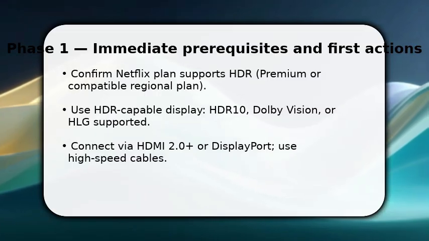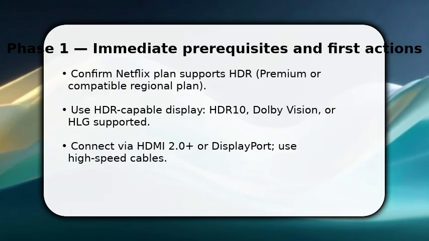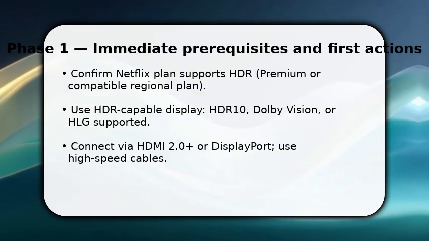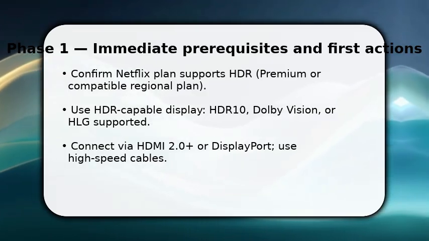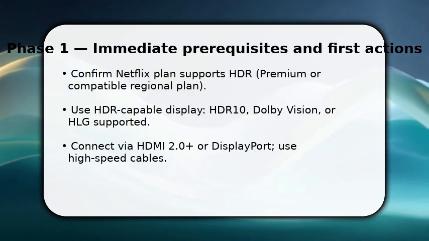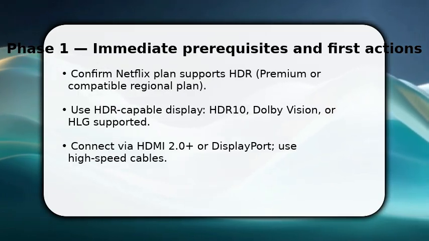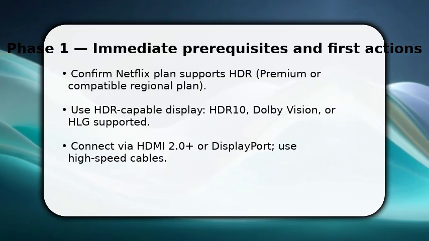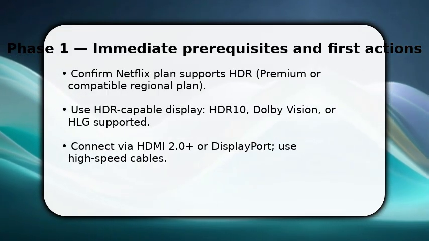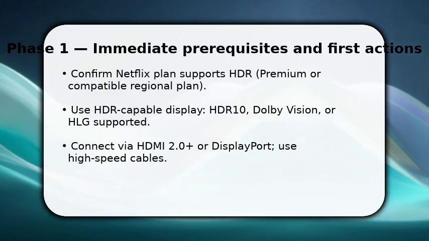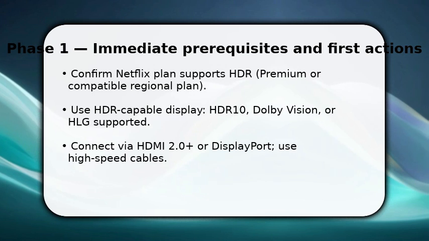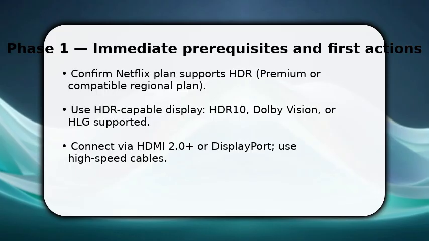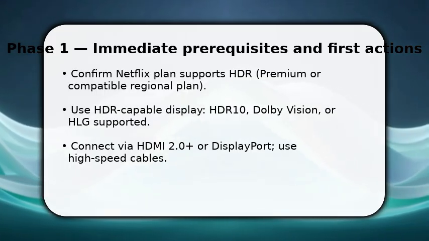You start by confirming eligibility. Your Netflix plan must support HDR and your display must advertise HDR10 or Dolby Vision. Next, check physical connections, use HDMI 2.0 or newer or DisplayPort with high-speed certified cables. Once done, make sure display HDR mode is enabled in the monitor or TV settings so the device can announce HDR to the source. Finally, sign into Netflix and prepare to select HDR content. This first phase gets everything ready so streaming can deliver higher dynamic range.